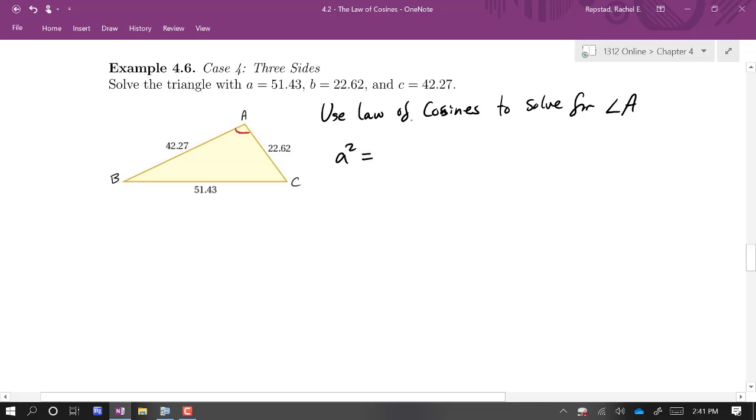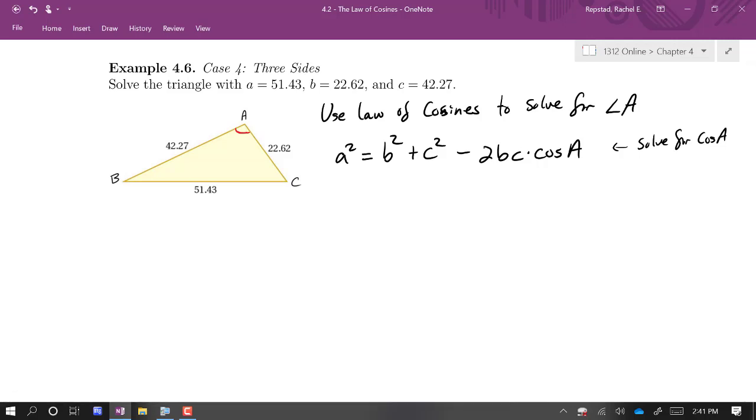A squared is equal to B squared plus C squared minus 2BC times cosine of A. Now, I could plug in all the sides first and have all these numbers in there, but I'm going to do algebra first. I'm going to solve for cosine A first. I'm going to use algebra to isolate that, and then once I know what cosine A is, I can apply the arc cosine function.